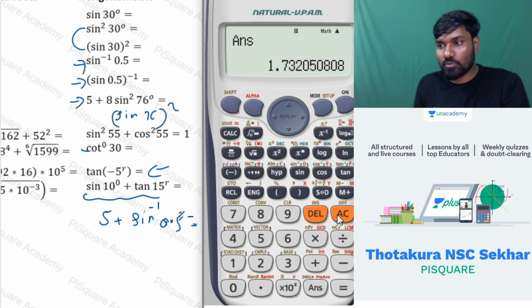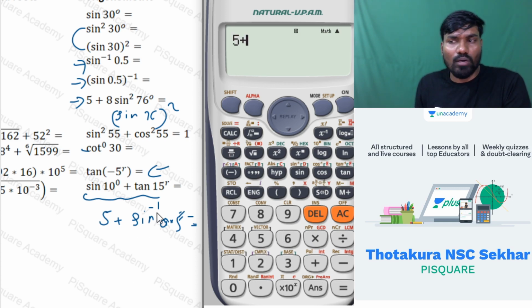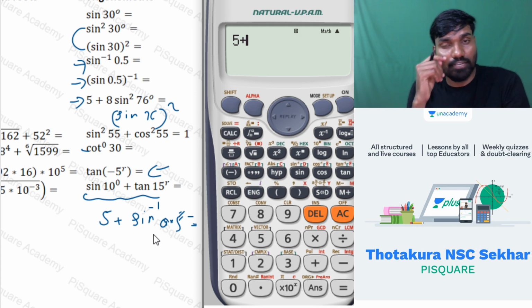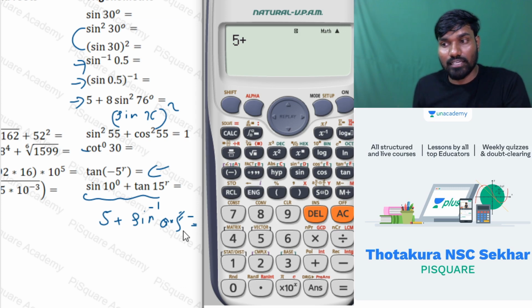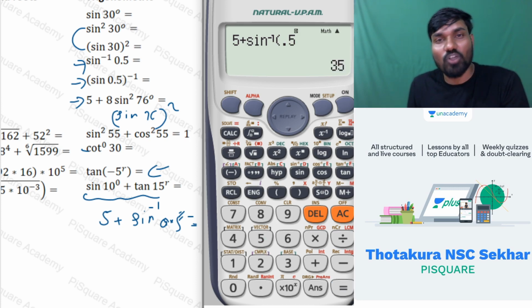Will you just do it this way? 5 plus. Tell me, what is sine inverse 0.5? Sine inverse 0.5, which is 1 by 2, is 30 degrees, right? So 35. Do you think this is the answer? Sine inverse 0.5. Do you think this is the answer? That's the wrong one. Why is this the wrong one?